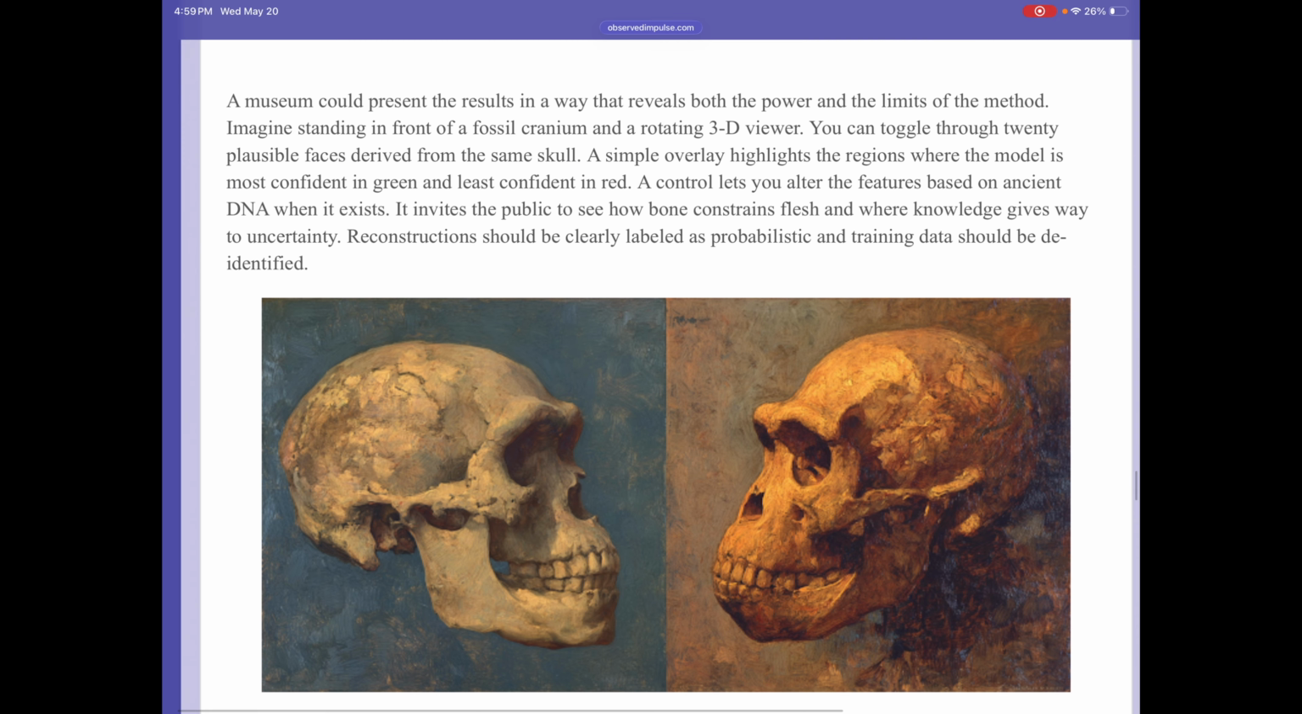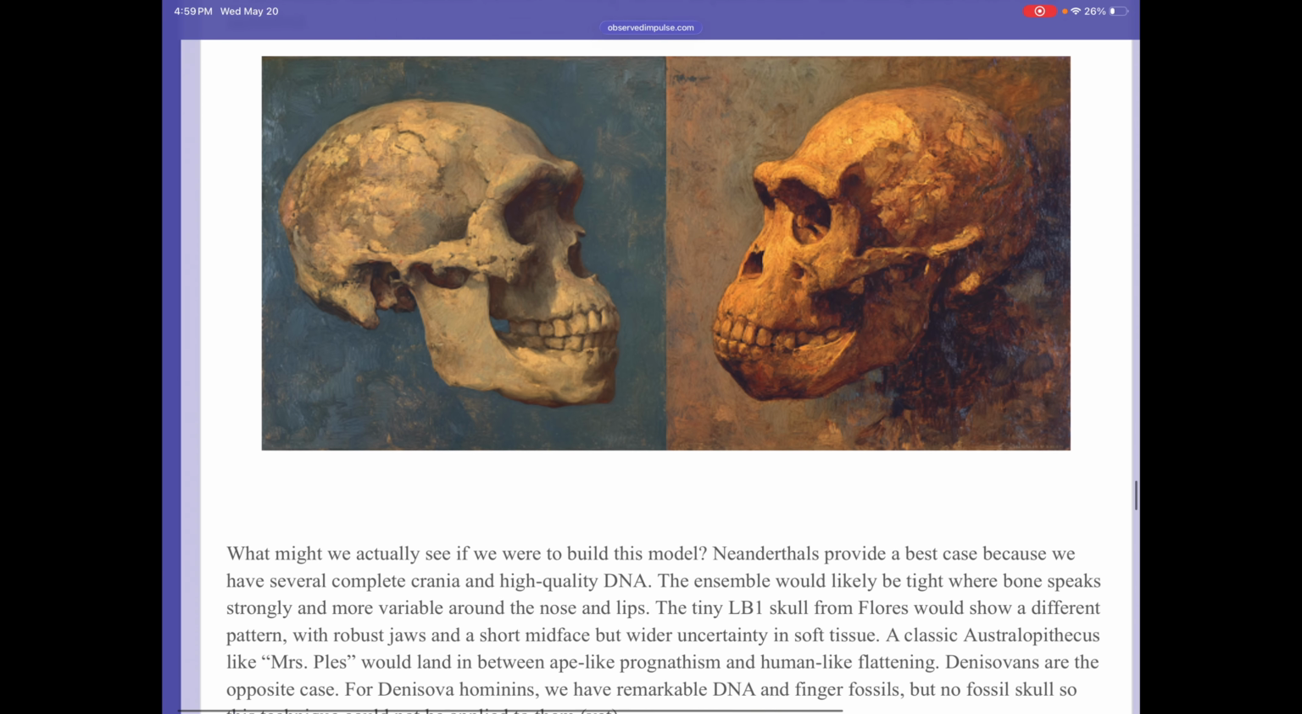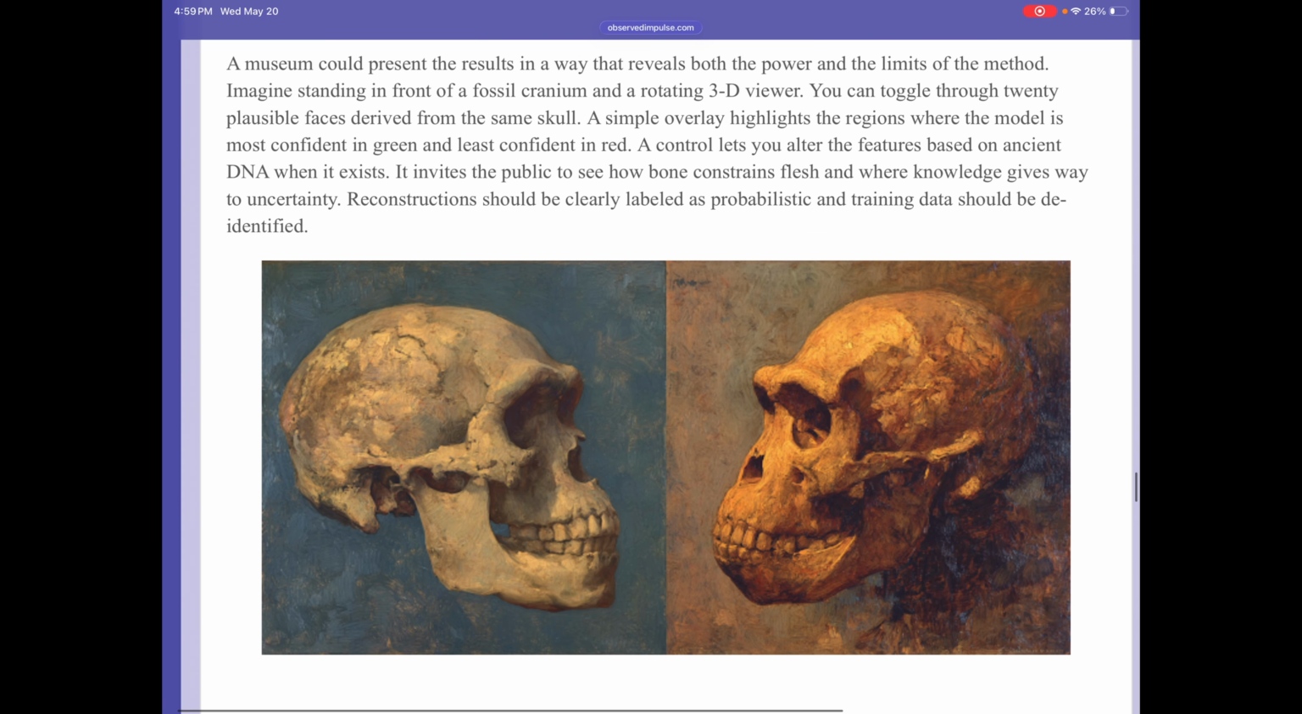A museum could present the results in a way that reveals both the power and the limits of the method. Imagine standing in front of a fossil cranium and a rotating 3D viewer. You can toggle through 20 plausible faces derived from the same skull. A simple overlay highlights the regions where the model is most confident in green and least confident in red. A control lets you alter the features based on ancient DNA when it exists. It invites the public to see how bone constrains flesh and where knowledge gives way to uncertainty. Reconstruction should be clearly labeled as probabilistic, and training data should be de-identified, to maintain privacy and anonymity.